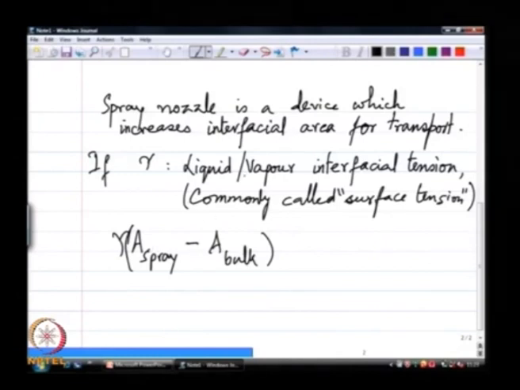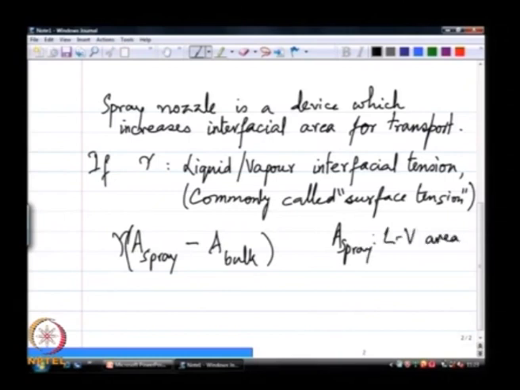If gamma is the liquid vapor interfacial tension, very often called surface tension, then gamma times the area of the liquid vapor. So, this A spray is the liquid vapor area in the spray form, and A bulk is the same liquid vapor area, let us say when the perfume was in the can. Typically this is much smaller than the A spray itself, so you could even ignore it just for the sake of argument. This is how much I have increased the surface energy of this spray.